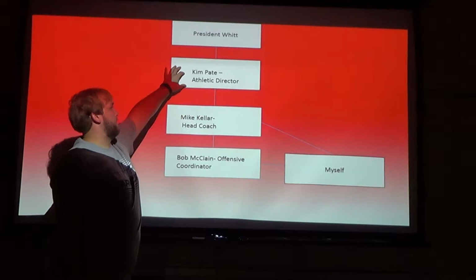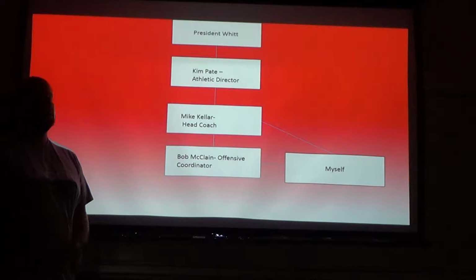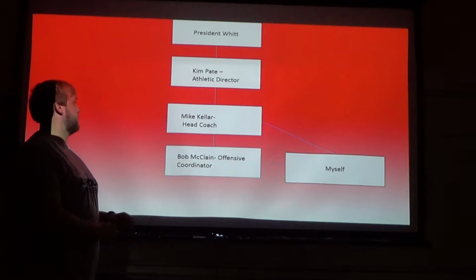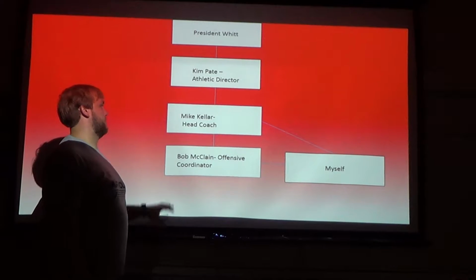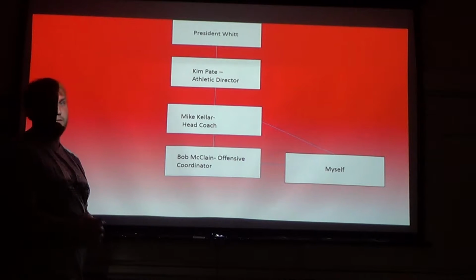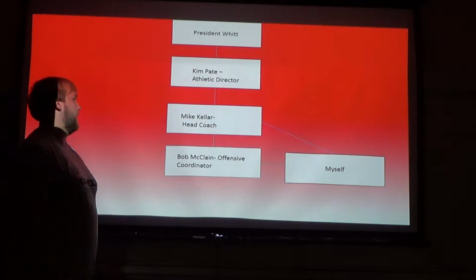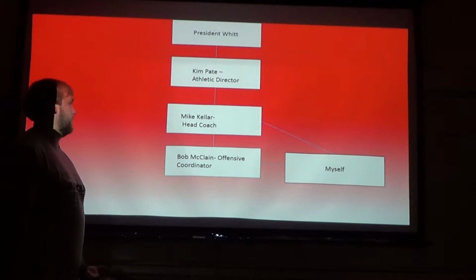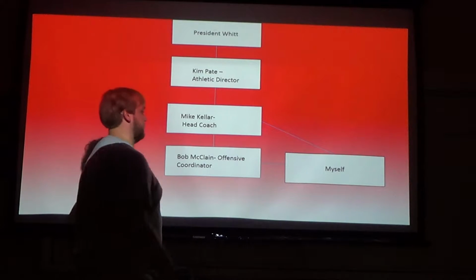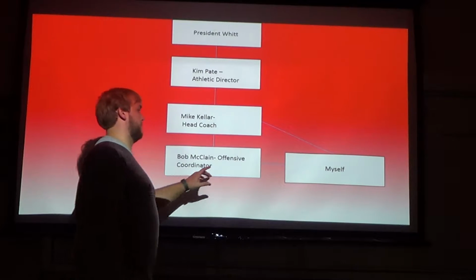And below him, we have Kim Pate, who is the athletic director. And she hires pretty much most of all the head coaches, which is Mike Keller, who is the head football coach. And under him is Bob McClain, who is the offensive coordinator. And myself is kind of below him.